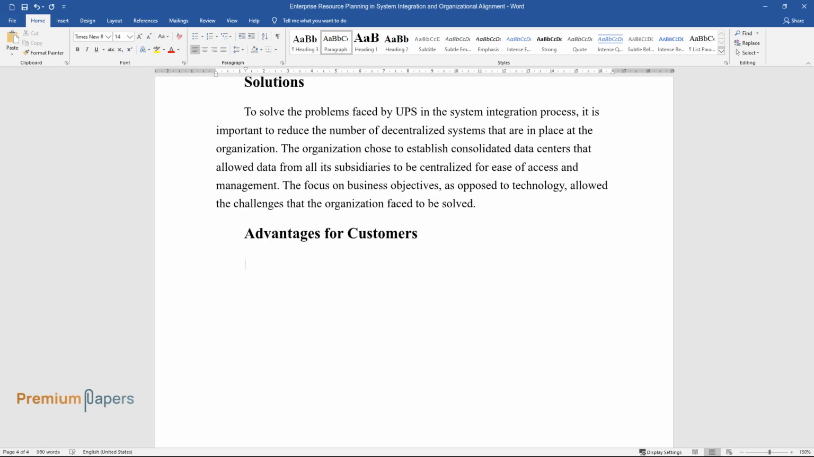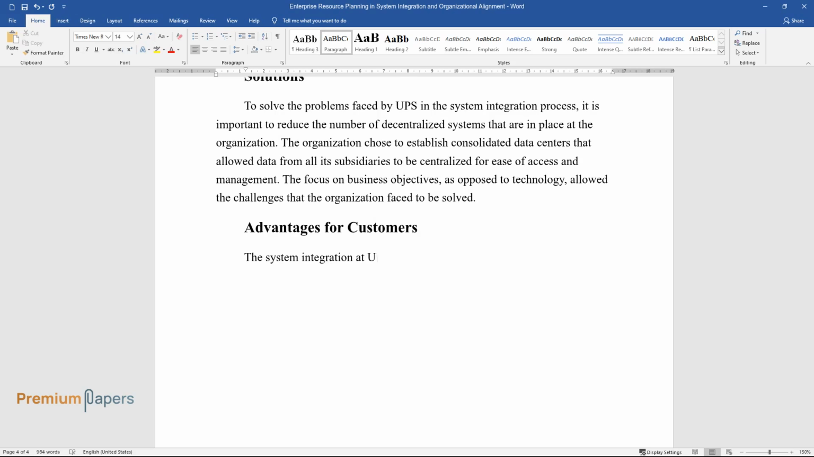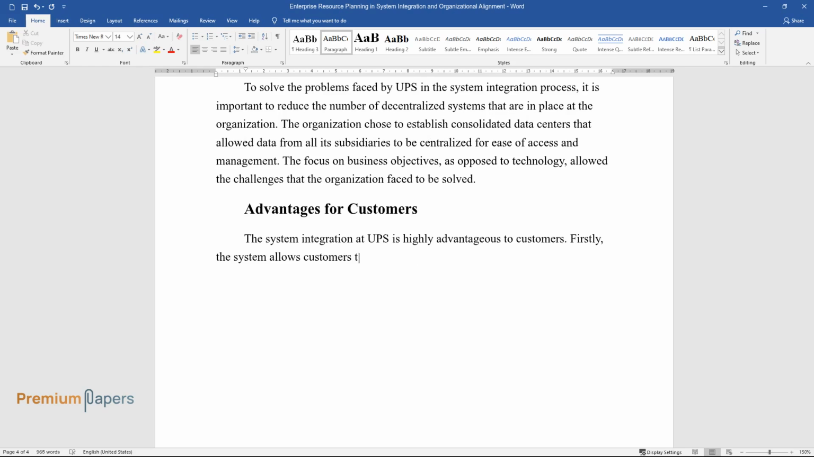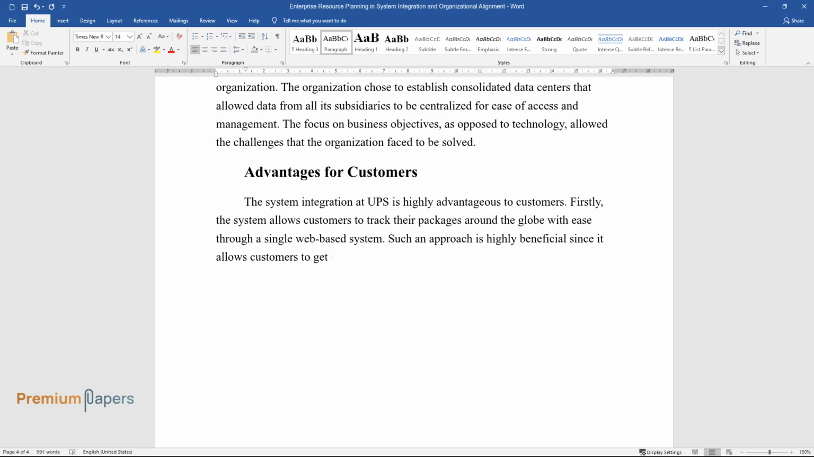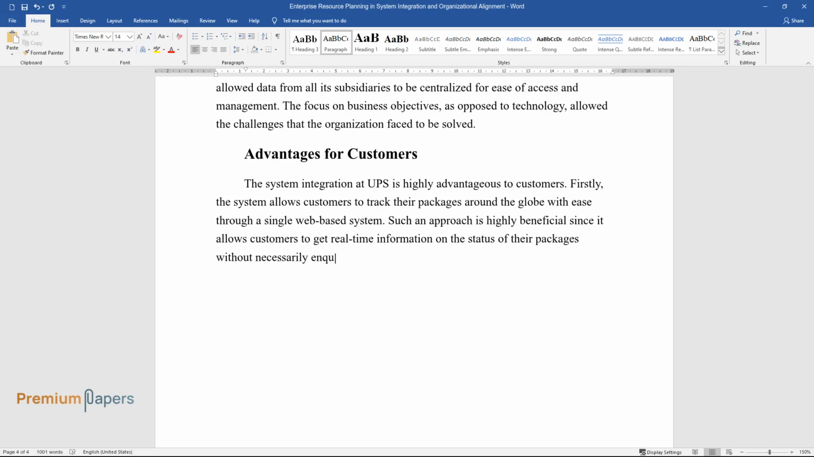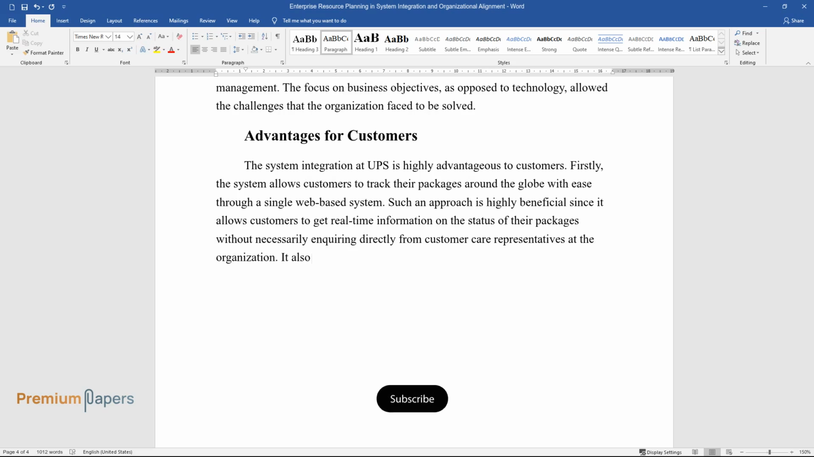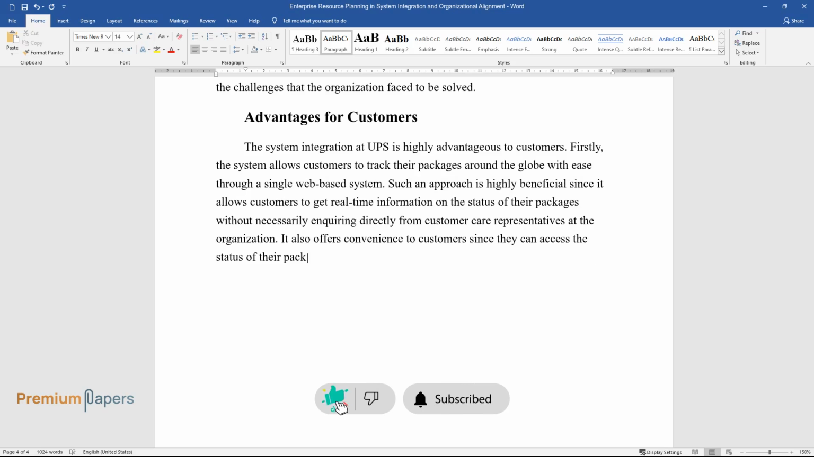Advantages for customers. The system integration at UPS is highly advantageous to customers. Firstly, the system allows customers to track their packages around the globe with ease through a single web-based system. Such an approach is highly beneficial since it allows customers to get real-time information on the status of their packages without necessarily inquiring directly from customer care representatives at the organization. It also offers convenience to customers since they can access the status of their packages wherever they are, thus saving time and money.